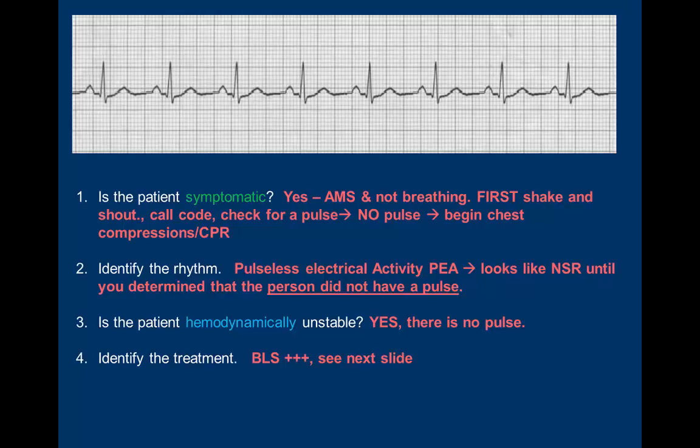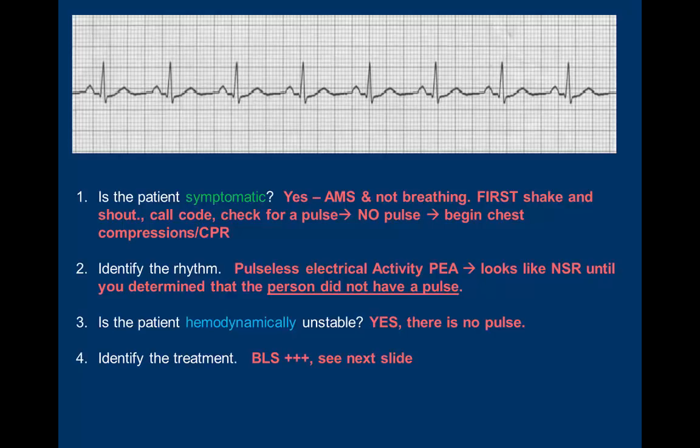And with any person who doesn't have a pulse, your next move should be to begin chest compressions, CPR. When you look at this rhythm, you can see this is sinus rhythm. But as soon as the individual lacks a pulse, that rhythm becomes pulseless electrical activity. So you've got a rhythm that looks like normal sinus rhythm, but because the patient doesn't have a pulse, what you have in this individual is someone who has beautiful electrical activity.